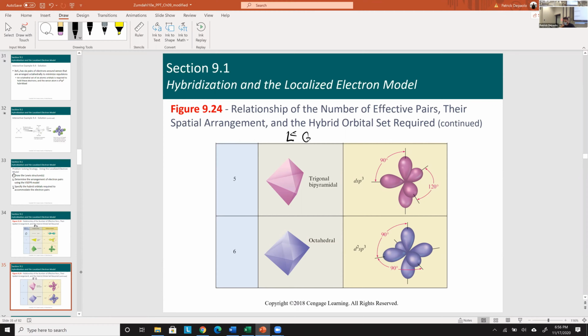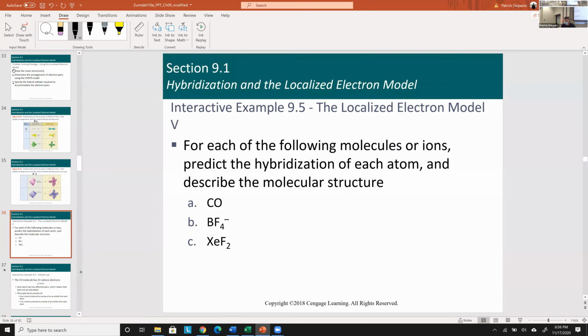All right. For these, let's do some hybridization practice. I'll give you 5 minutes or so to not listen to me talk and figure out the hybridization of each atom and describe the molecular structure, meaning give me both.